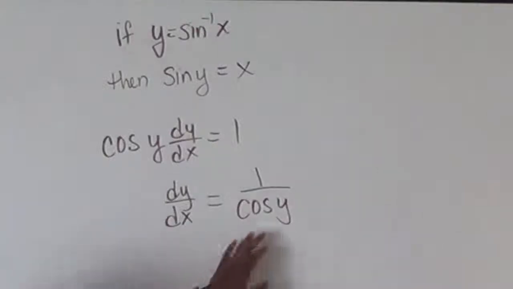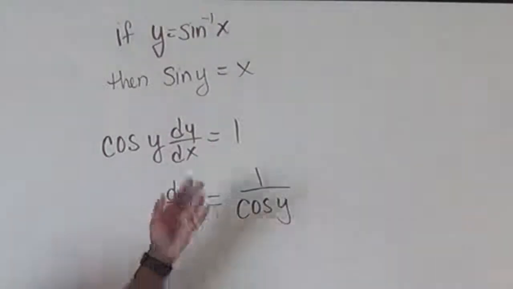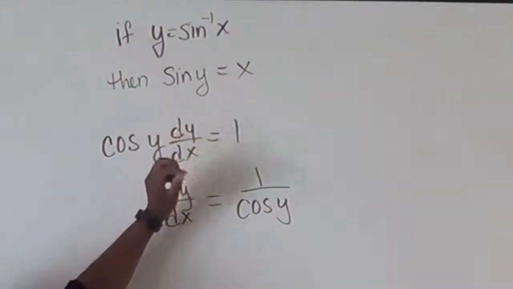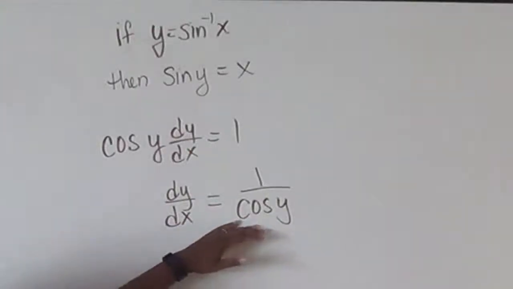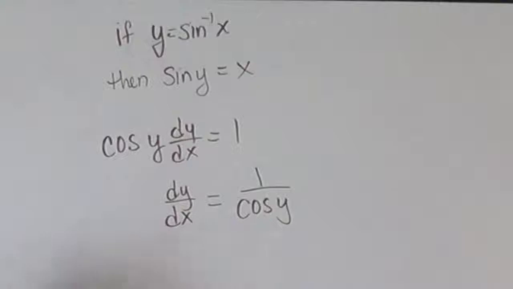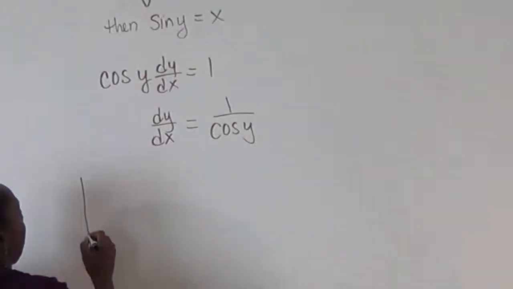But we don't want to have y's in there, right? If this is a function of x that we started with, we should be able to end with a function of x just like we did with the implicit functions. So here, let's think about what we've set up there.